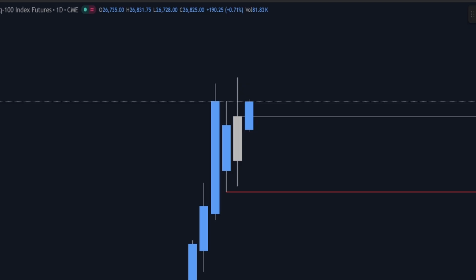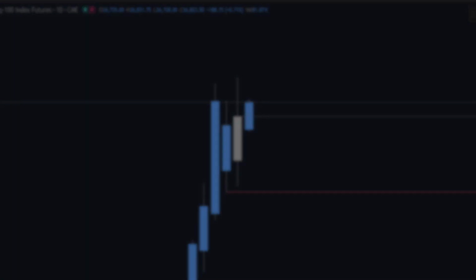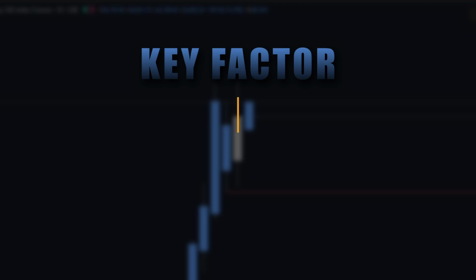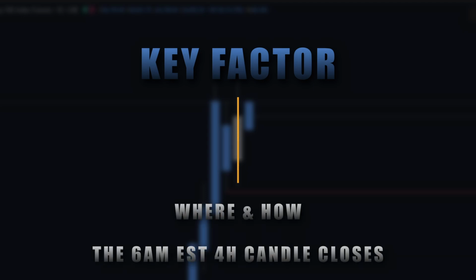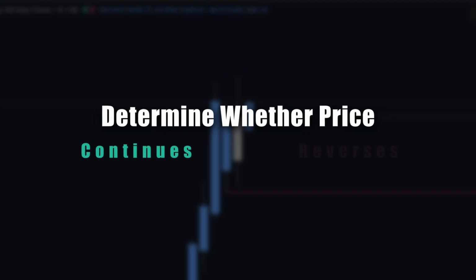After marking this on the daily chart, I'll drop down to the 4 hour in the morning to review what price did overnight. The key factor for the overall bias is where and how the 6 a.m. Eastern 4 hour candle closes. There are only a few scenarios that determine whether price continues or reverses from there.